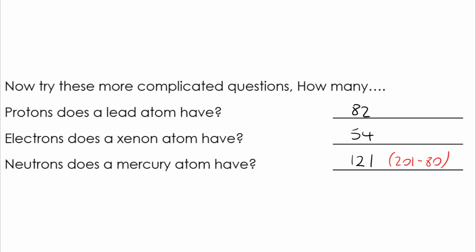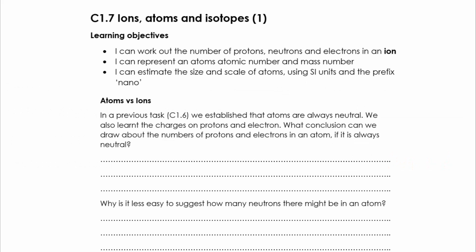And direct from the periodic table, atomic number 82 for lead, so 82 protons. Atomic number 54 for xenon, so 54 protons, and therefore 54 electrons. And number of neutrons in mercury, I do my mass number, take away atomic number, and I get 121. Next task, have a go at answering these questions.